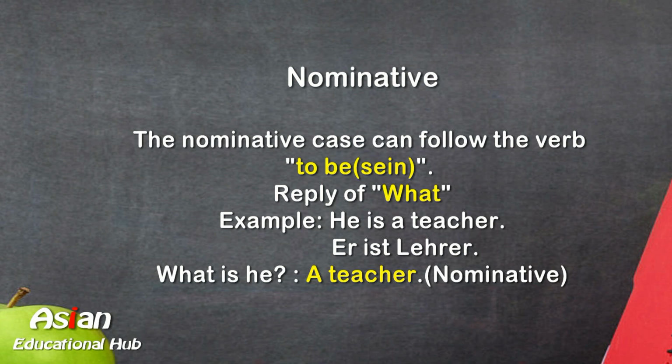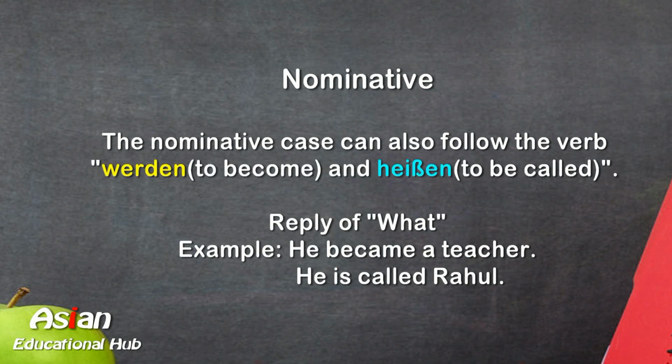And if you ask the question what, for example, he is a teacher. Er ist Lehrer. So what is he? He is a teacher. So we will get the nominative case. The nominative case can also follow the verbs werden, to become, and heißen, to be called. And we ask the question what, as for example, he became a teacher. What did he become? A teacher. He is called Rahul. What is he called? Rahul. So a teacher and Rahul are both in the nominative case.